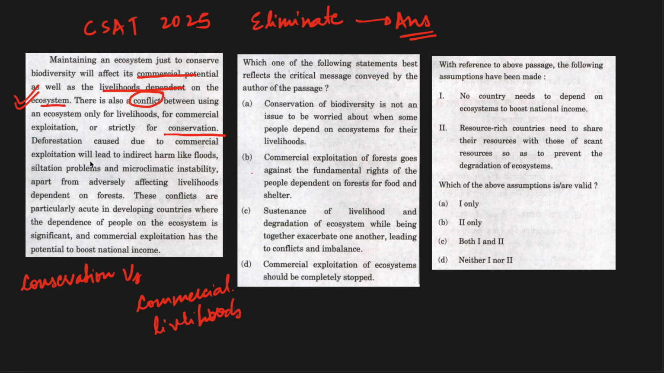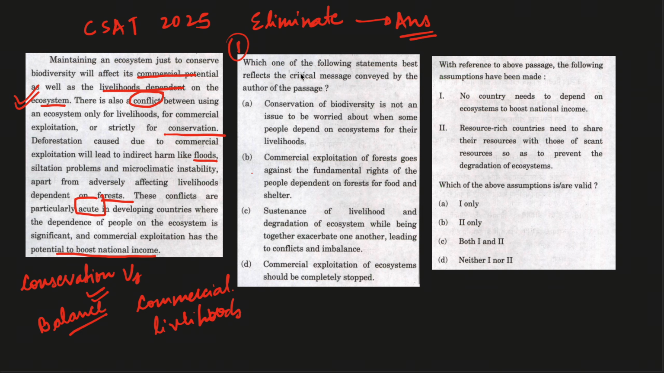Deforestation caused due to commercial exploitation will lead to indirect harms like floods, siltation problems, and microclimatic instability, apart from adversely affecting livelihoods dependent on forests. Fine. These conflicts are particularly acute in developing countries where the dependence of people on ecosystem is significant and commercial exploitation has the potential to boost national income. So the author is talking about balance, balance between conservation and commercial exploitation of natural resources. Fine, let's straight away move to question number one and see what the question says.